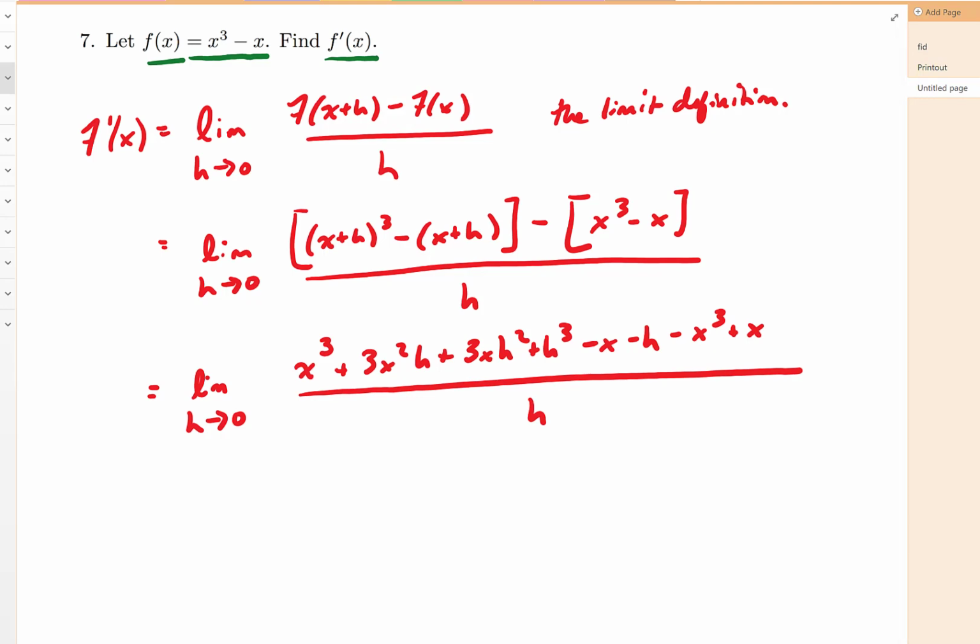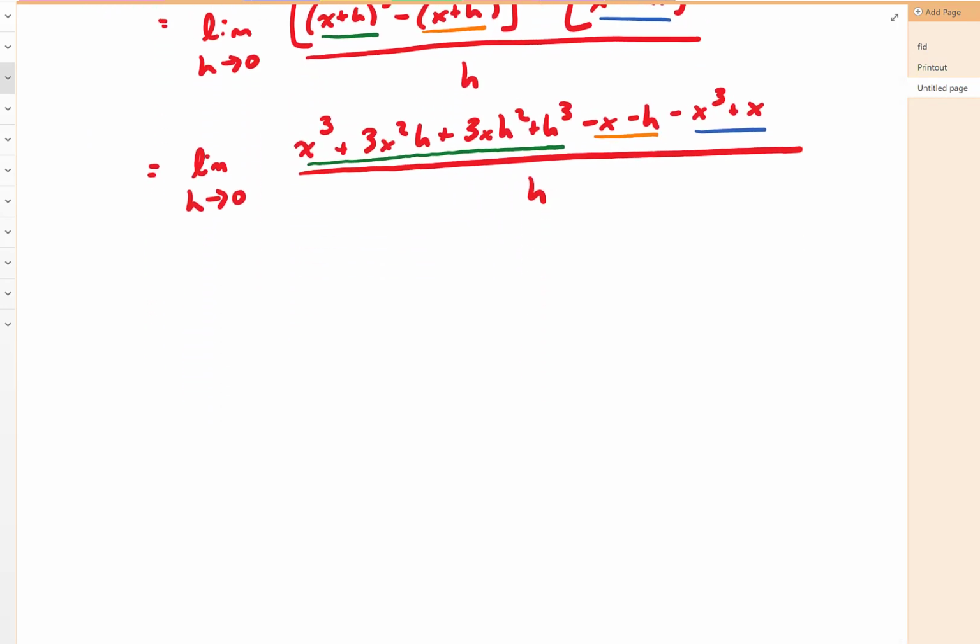So folks, I did that a little bit fast. This part right here was this expression raised to the third power. And then this part right here is this expression. And then what remains is this expression right here after I distribute the negative.